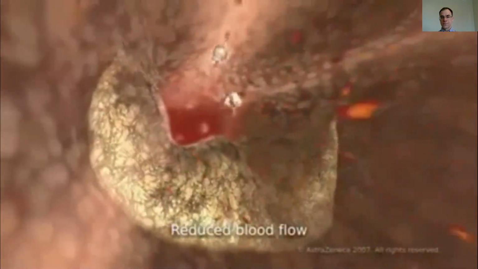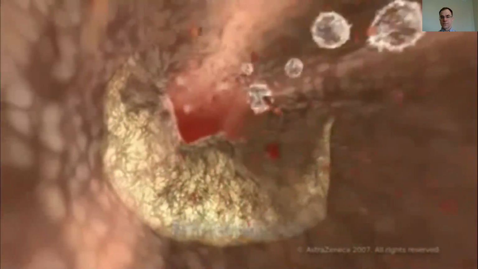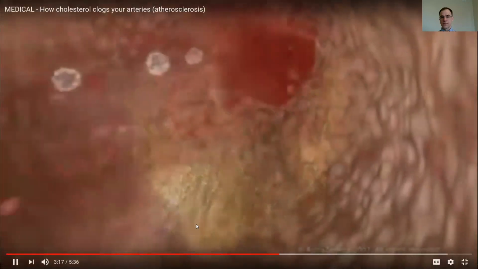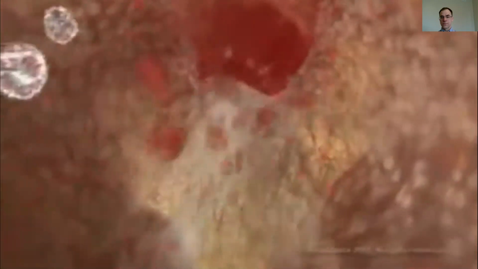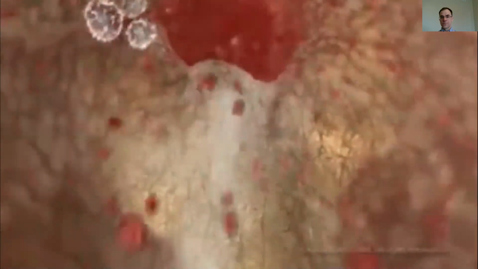At this stage, physical symptoms such as angina may appear. Also, over time, calcium may be deposited in the plaque, making it hard and inflexible. This reduces the ability of the artery to expand to increase blood flow when needed, for example, during exercise.